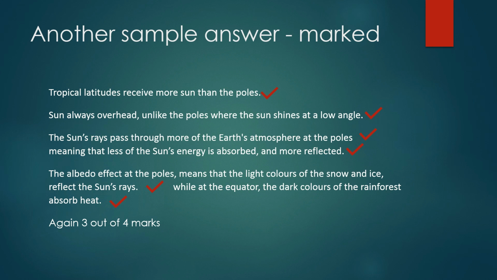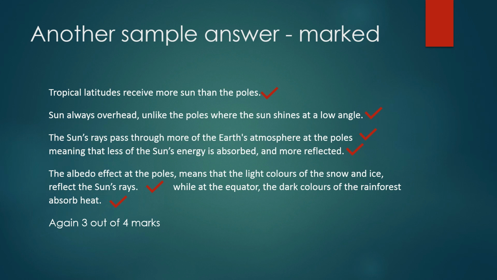The sun's rays pass through more of the Earth's atmosphere at the poles. Again credit, and the sentence goes on saying, meaning that less of the sun's energy is absorbed, and more reflected. That explains the point, so another mark.